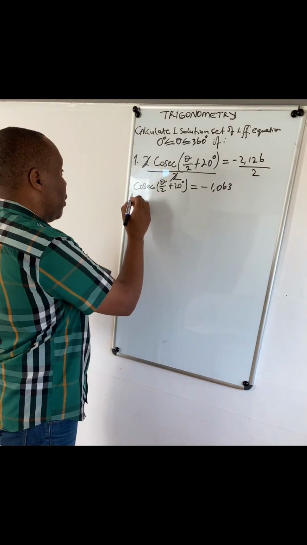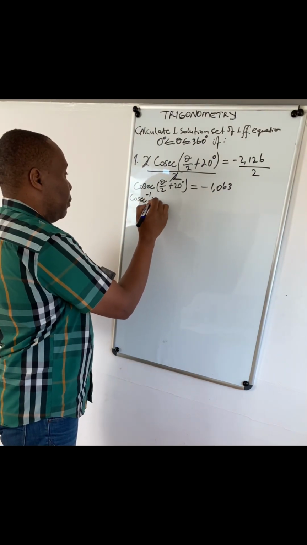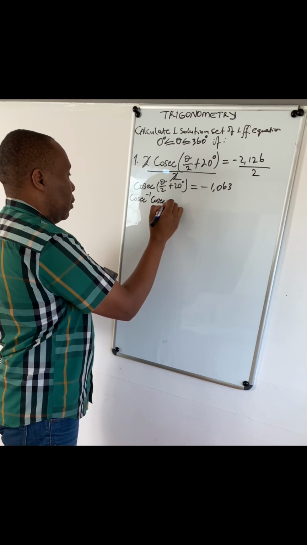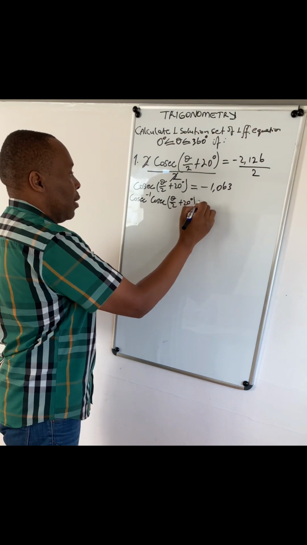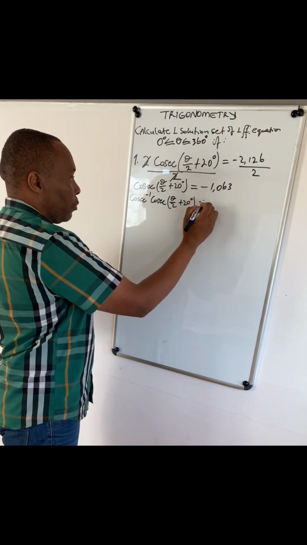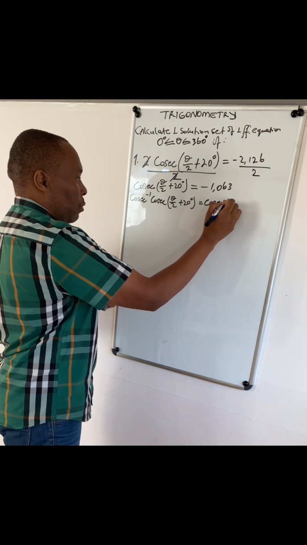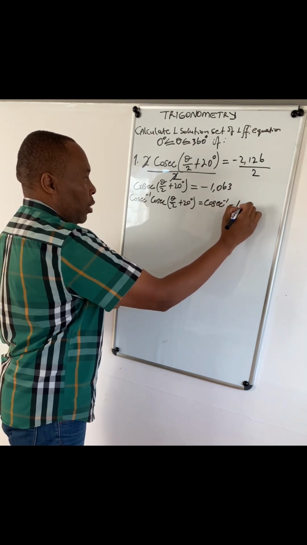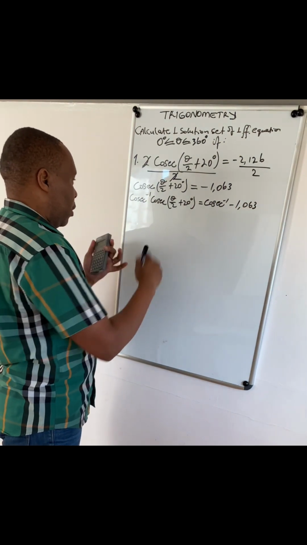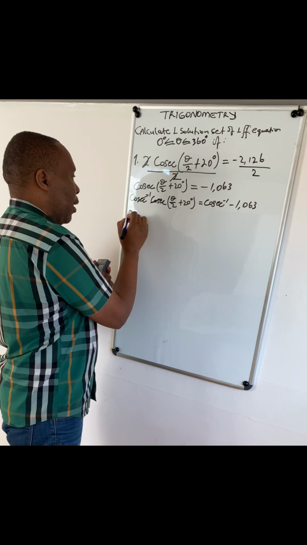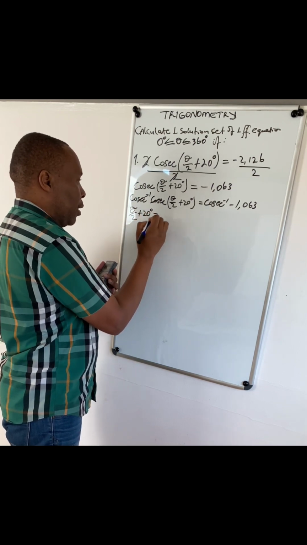I think we're familiar with it now. Arc cosec of cosec of (theta over 2 plus 20 degrees) is equal to arc cosec of negative 1.063. So this will cancel and we are left with theta over 2 plus 20 degrees is equal to.